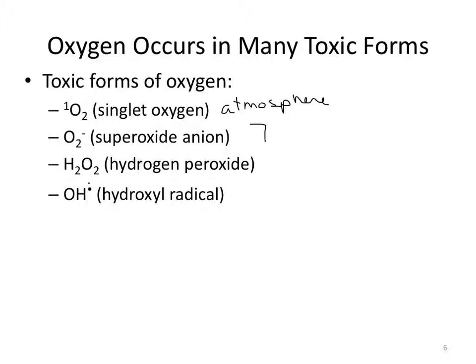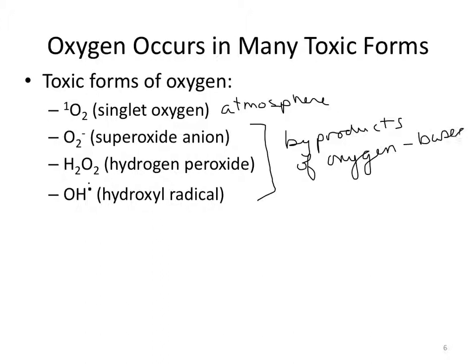And then in cells, as byproducts of oxygen-utilizing metabolism, such as aerobic respiration, cells will generate toxic forms of oxygen known as superoxide anion, hydrogen peroxide, and hydroxyl radical. That little symbol right there is indicating radical. So all of those are generated in cells whenever they use molecular oxygen, O2, in their cellular metabolism, and they're all really toxic. So in other words, there's a price to pay for using oxygen.